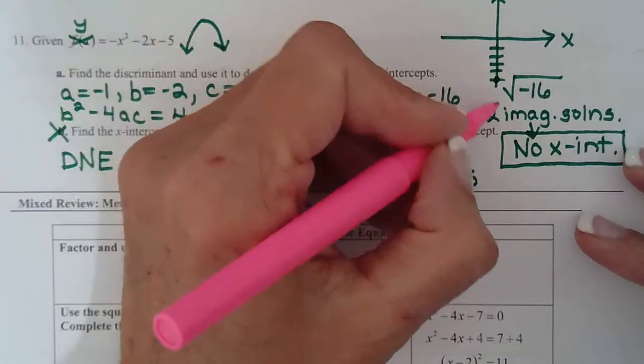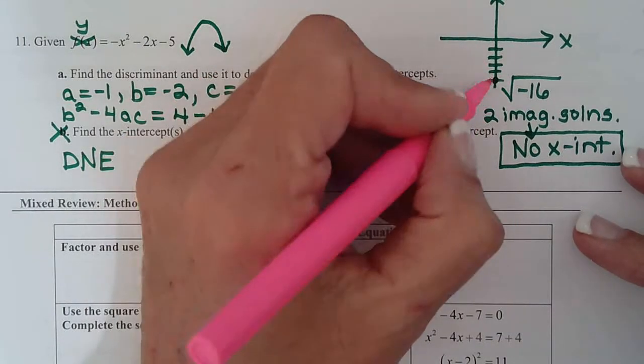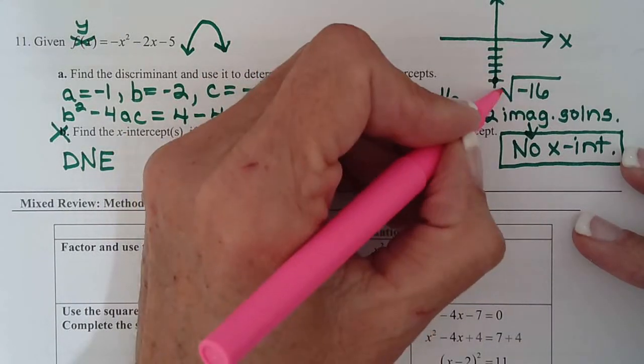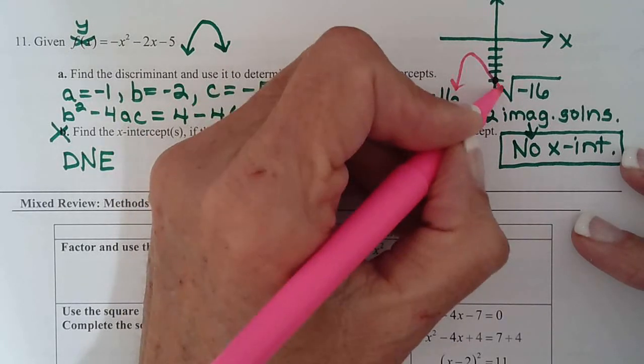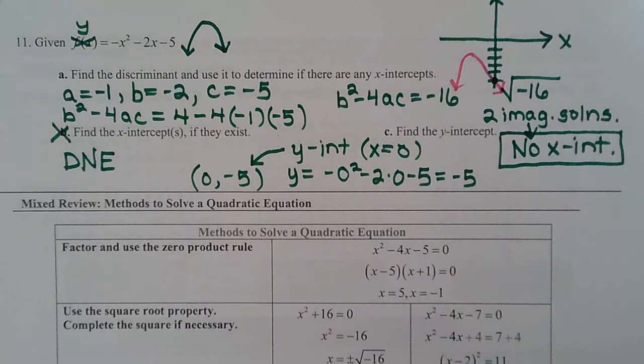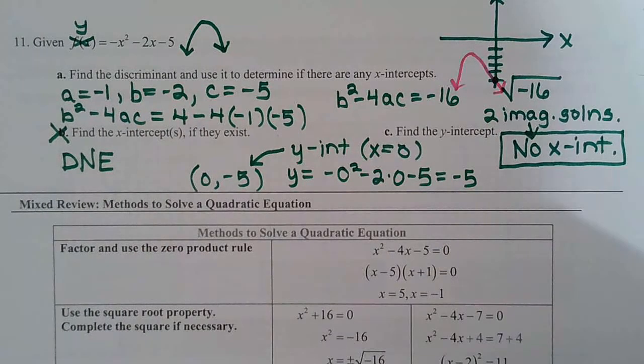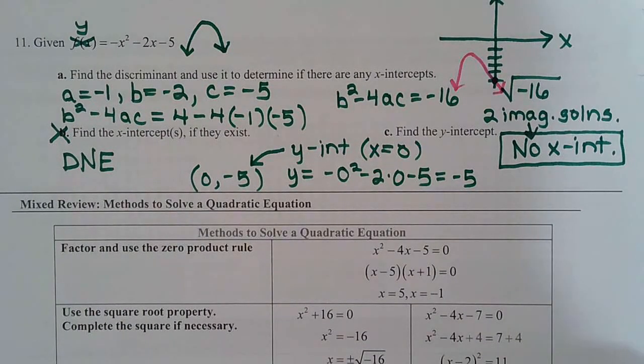So it's either going to look like this or it's going to look like this. We'll just make a guess. So it's going to look something like that, or possibly over there. We don't know until we learn how to find the vertex, which is coming up in a couple sections.